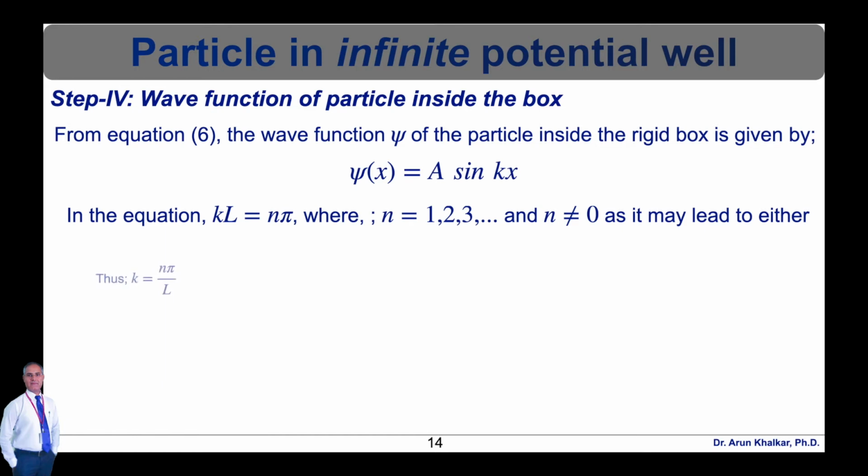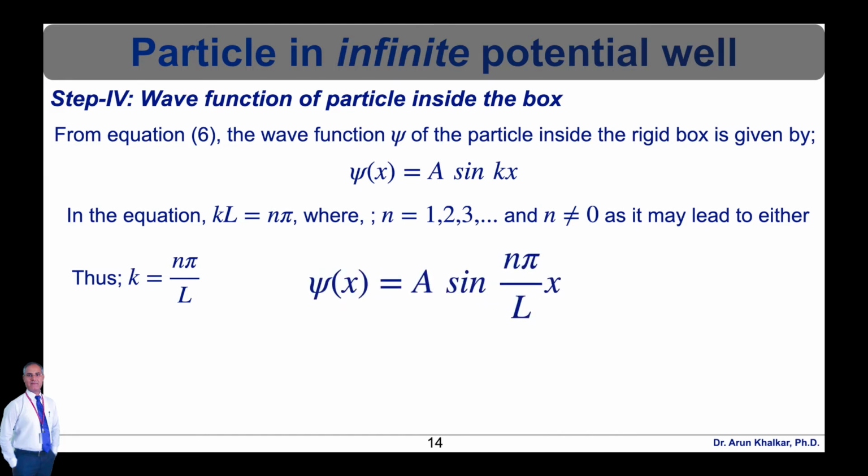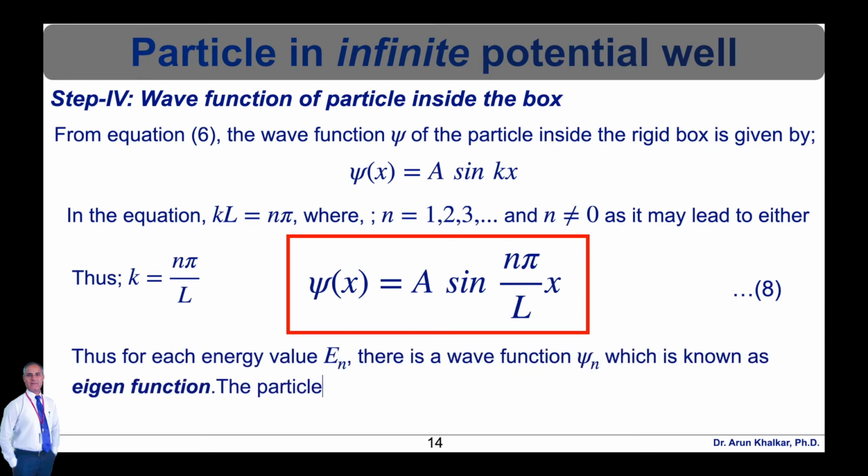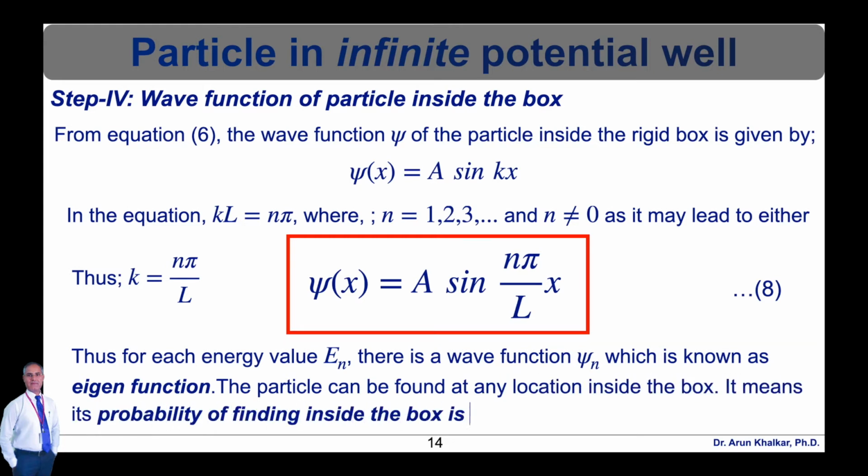So by simply putting the value of k in the above equation, we can write psi of x is equal to capital A into sine of n pi upon capital L into x. Let's say this is equation number 8. Thus for each energy value E subscript n, there is a wave function psi subscript n, which is known as an eigenfunction. The particle can be found at any location inside the box. It means its probability of being found inside the box is 1.